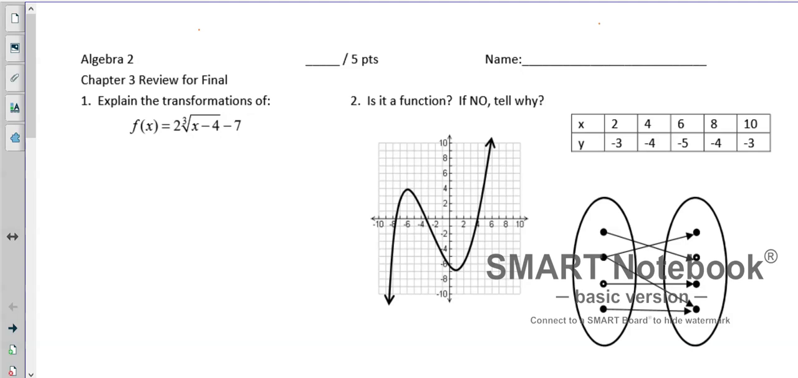All right, chapter 3 review for the cumulative. Explain transformations on number 1. Well, there's 3 transformations going on, right here, here, and here. So the 2 on the outside means it's going to be narrower, okay, or vertically stretched.